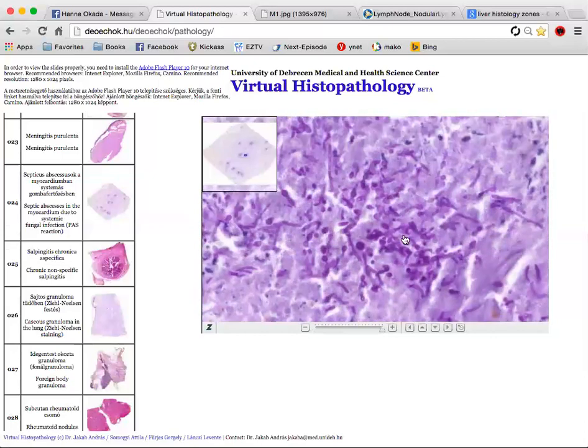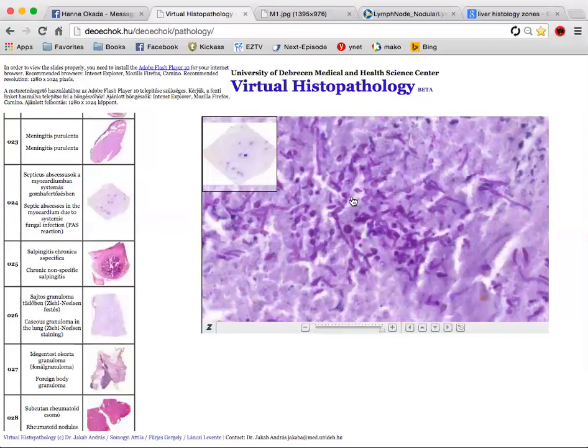And here you can see these structures. Now that's the fungus. Candida is a budding yeast. So this is a bud. And these elongated structures are called hyphae. So that's how you know that it's a yeast.